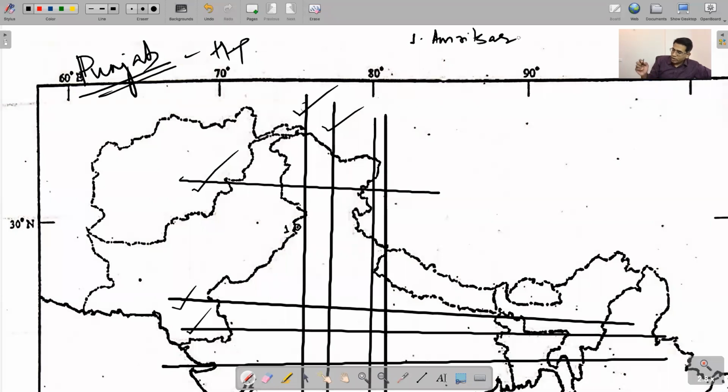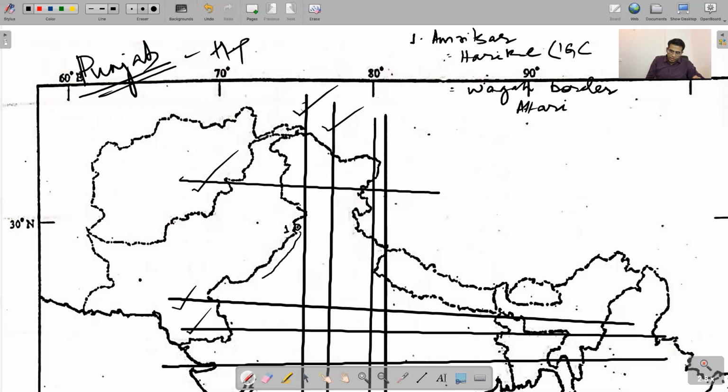And Amritsar, you can also approximate as the Harike barrage. Amritsar is also Wagah Border, or even Attari village. Okay, so Amritsar is Harike barrage. Harike barrage is where the water of Satluj and Bias get diverted into Indira Gandhi Canal. Because Indira Gandhi Canal takes off from approximately somewhere here. It goes along the borders of Rajasthan right up to Jaisalmer like this.